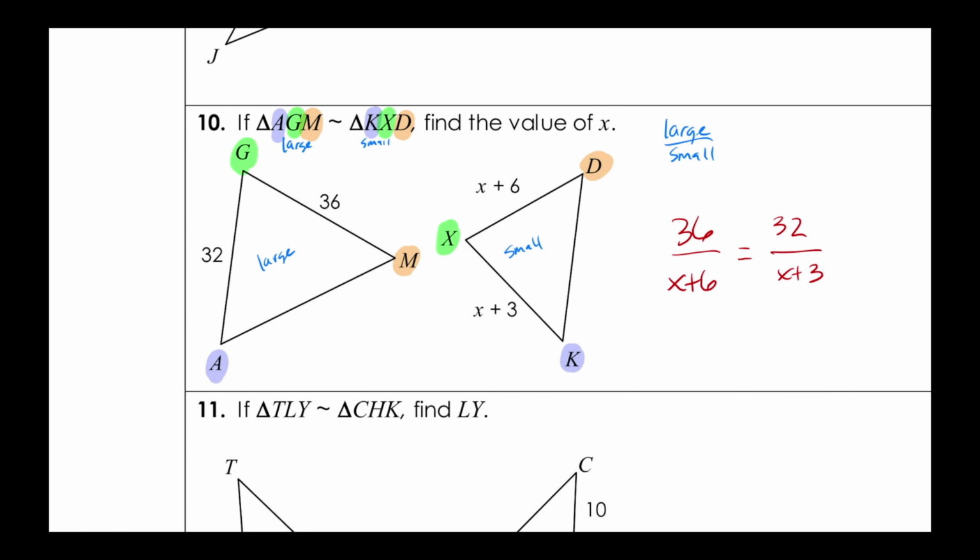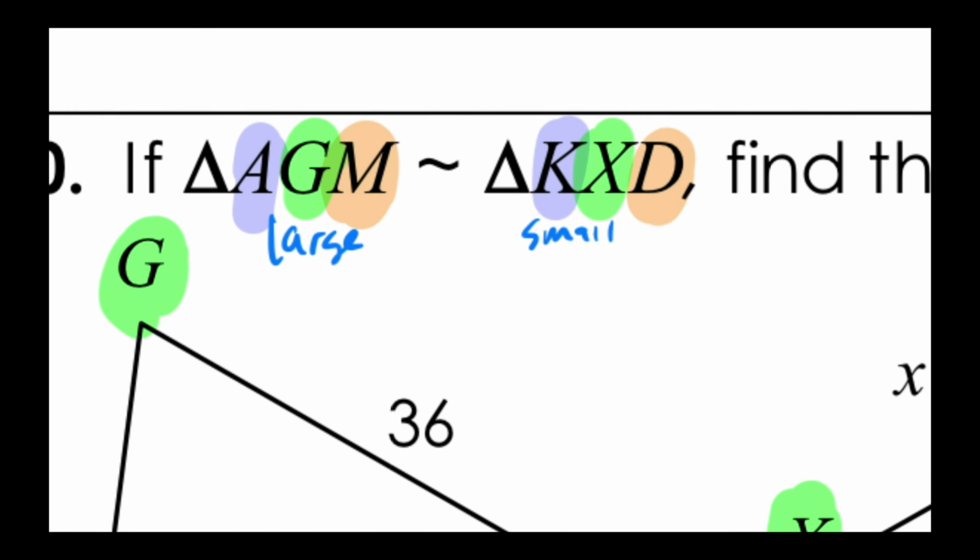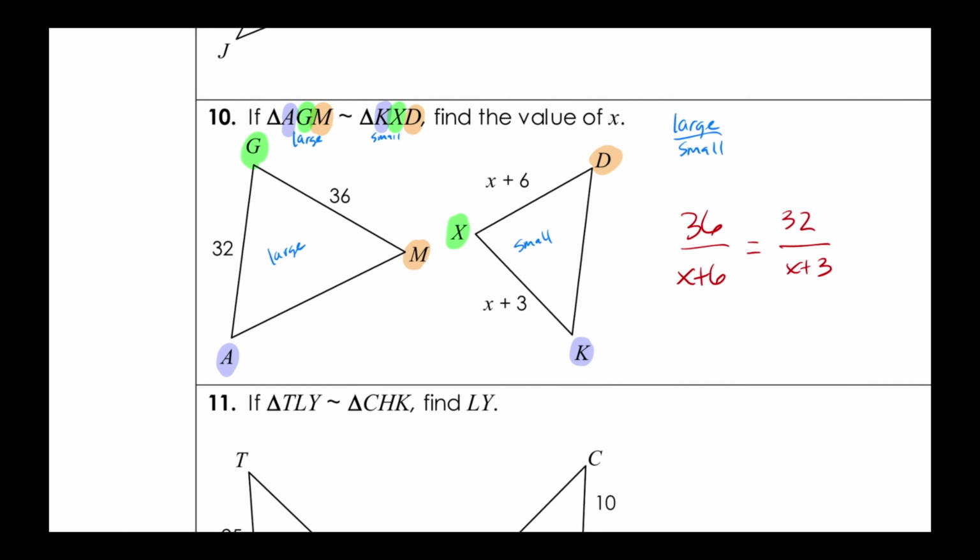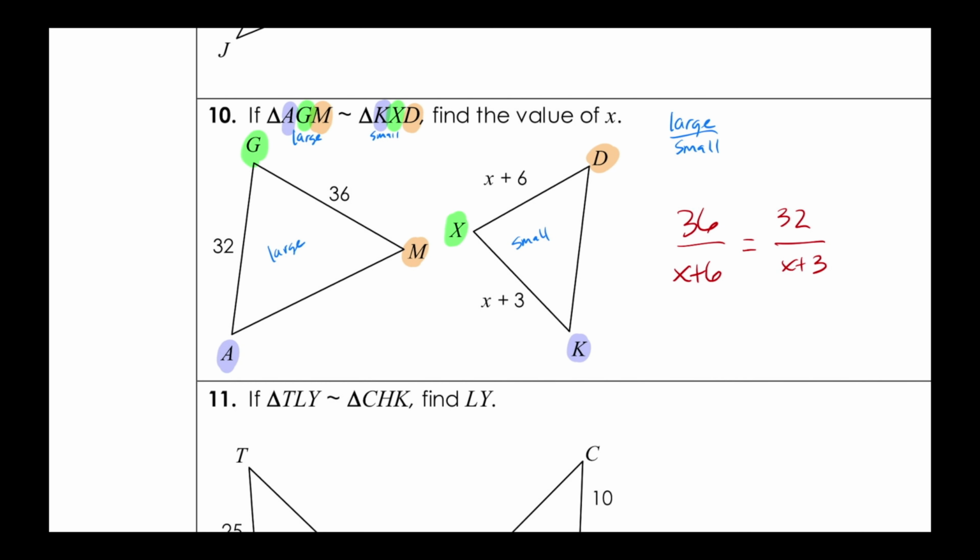Okay, same setup, same steps. I color code my things that are matching so that way I can easily make my ratios. Remember, we're going from large to small. So I choose green, orange for my first ratio, so 36 on top. And then X plus 6 in the bottom because that's green, orange for the small one. Then I set that equal to purple, green. So I do the large first, which is 32. Large goes on top, and then purple, green on the bottom, which is X plus 3.